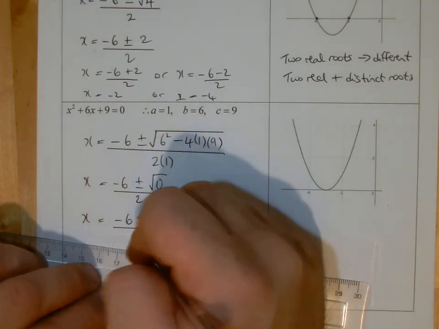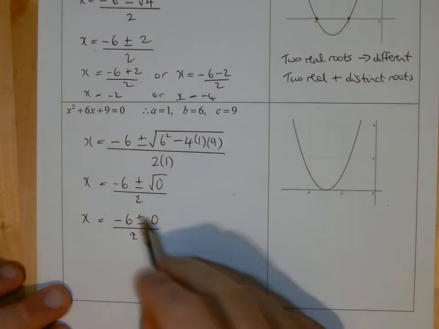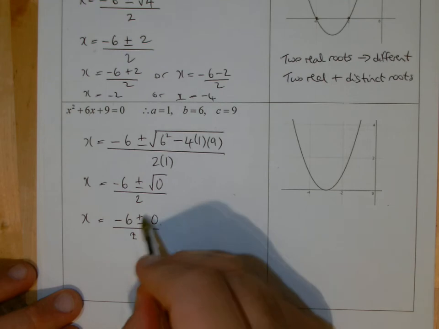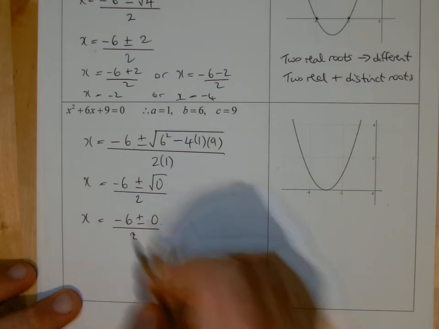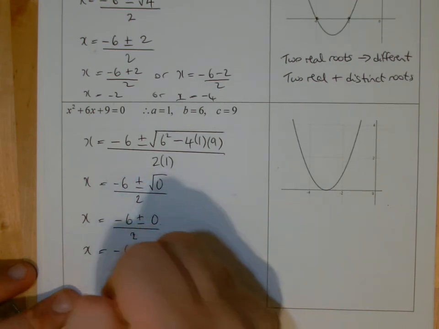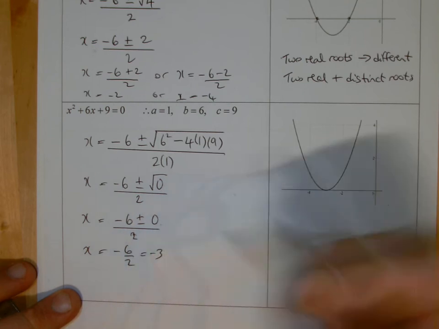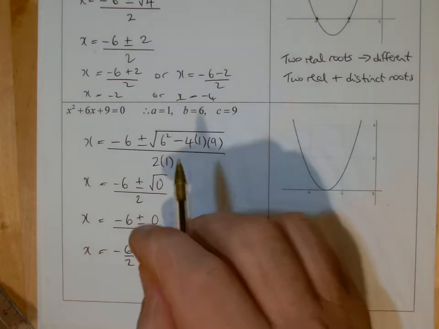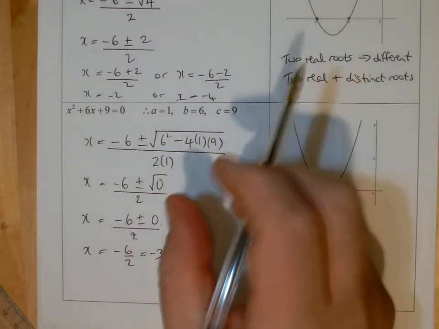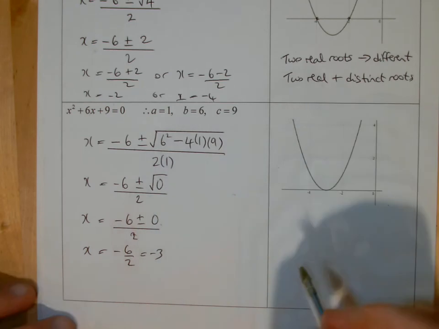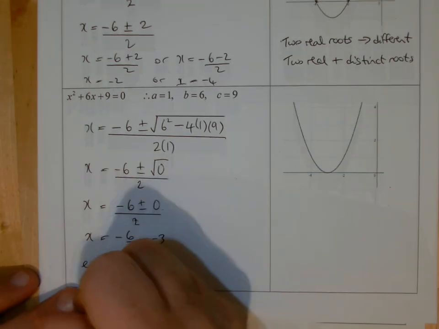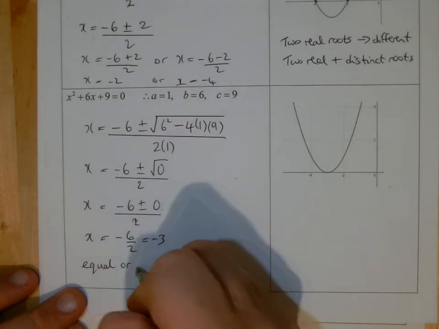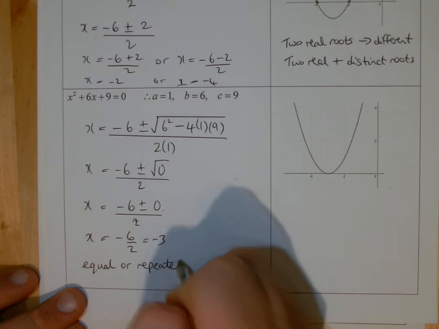And we all know if we add 0, it makes no difference, or if we take away 0, it makes no difference. So we can forget about that. Now we can ignore it. So we just get x equals minus 6 over 2, which is equal to minus 3. Notice that we only get one solution out, and we're used to quadratics having two solutions out. So what we say here is that we have an equal, or sometimes we say repeated, real root.